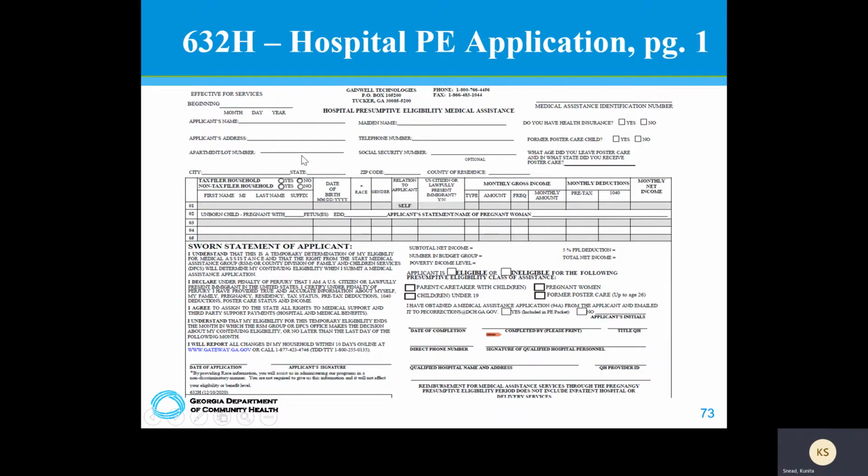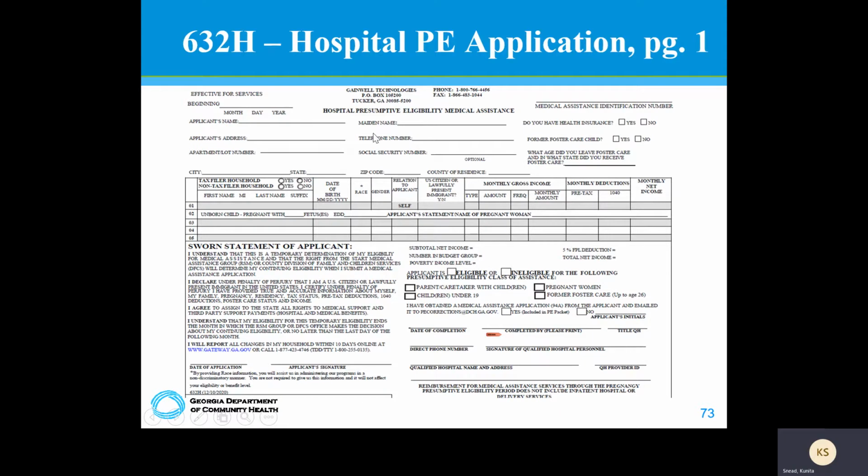So for instance, let's say you had a mom and a child, and let's say they met all the criteria, but mom's income came out to be $900 a month. If we look at a budget group of 2, the income limit for a parent caretaker is $457. So if we subtract that $73 off of that, her income would still be over the income limit. So we can put 457 here because we looked at parent caretaker first. They met all the eligibility criteria except for the income part. They did not meet the income criteria for parent caretaker, so now mom is no longer eligible.